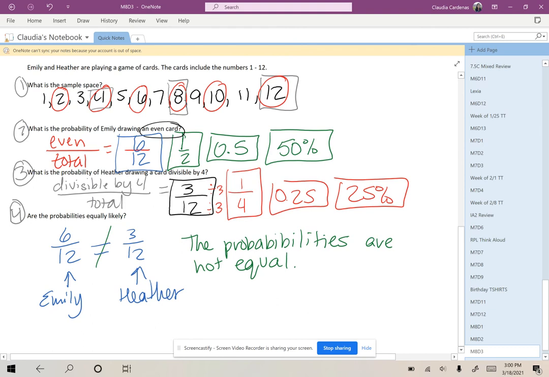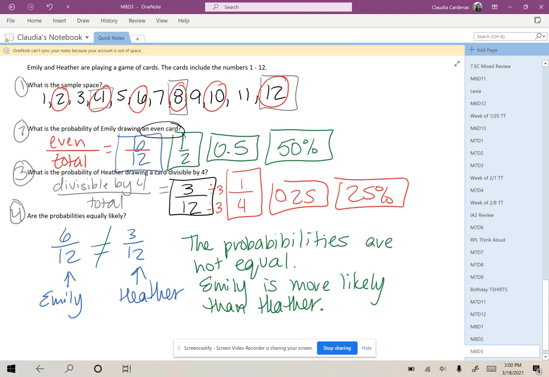Who has the better chance? Well, Emily does because she has more cards that are even that she could potentially draw than Heather. So Emily is more likely than Heather to draw her situation because she has 6 possible outcomes and Heather only has 3.